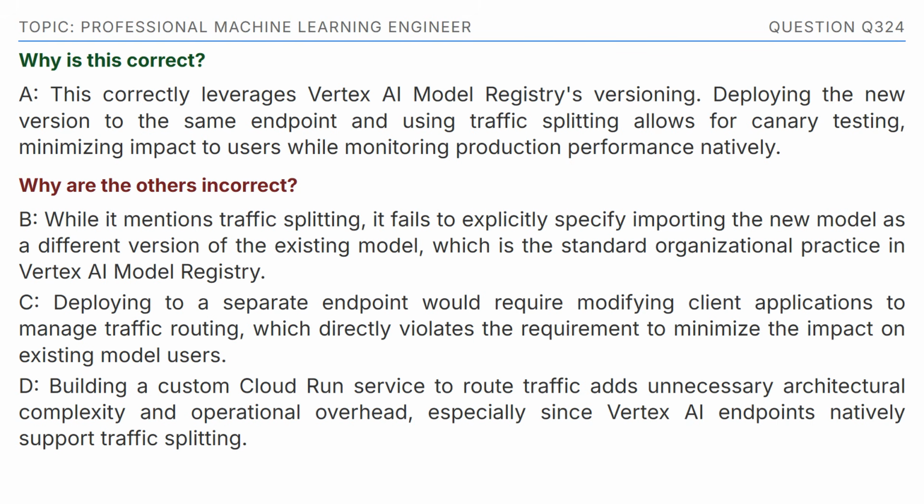Why are the others incorrect? B. While it mentions traffic splitting, it fails to explicitly specify importing the new model as a different version of the existing model, which is the standard organizational practice in Vertex AI model registry. C. Deploying to a separate endpoint would require modifying client applications to manage traffic routing, which directly violates the requirement to minimize the impact on existing model users.